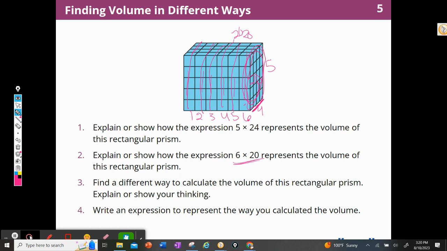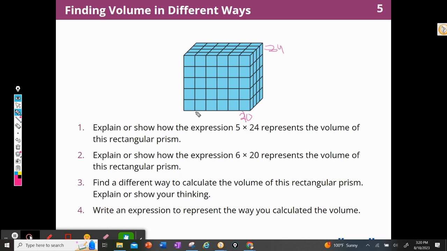All right, we're getting there. Let's see if we can think of a different way to calculate this. We did 5 times 24, so we did each layer, and then we did each column. So there were 20 in each one, there was 24 in each one. What else could we do?